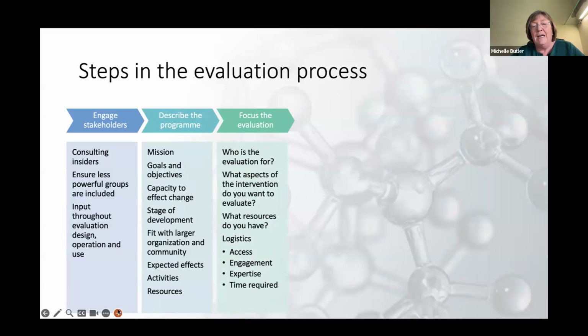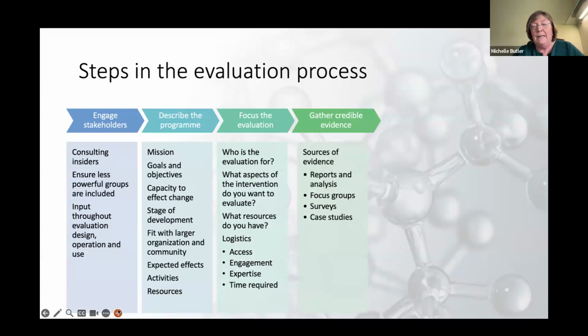What resources do you have? And we mentioned earlier the logistics, thinking about those too. So then we get to gathering the credible evidence. So, going out and talking to people, doing focus groups, interviews, surveys, case studies, whatever we decided are the ways in which we want to capture that information about this program.